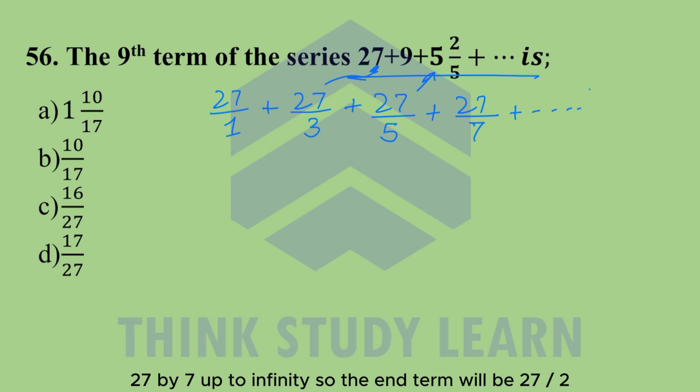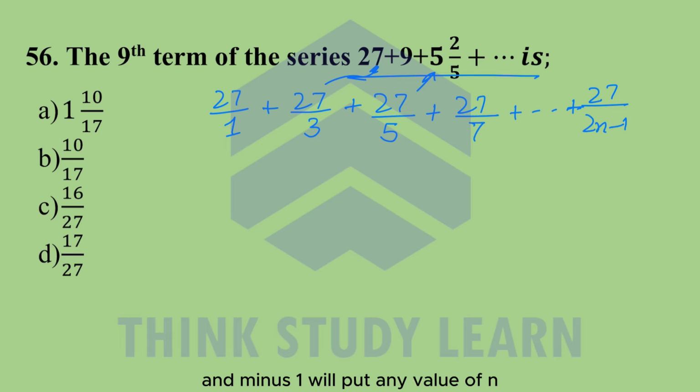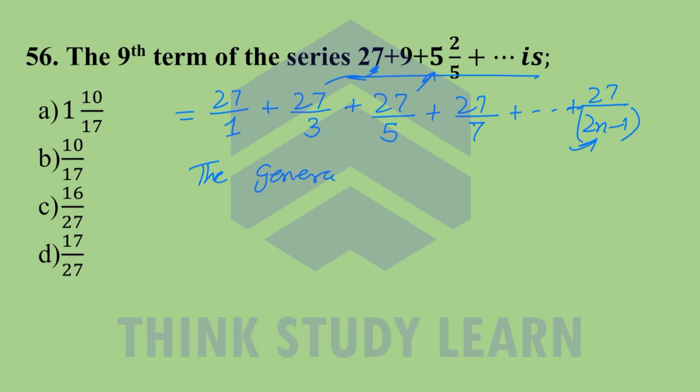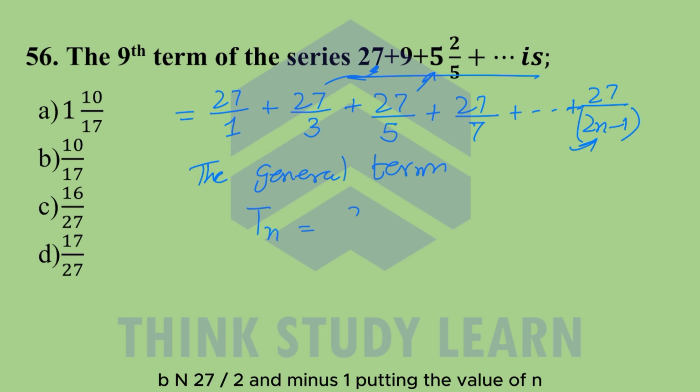So the nth term will be 27 divided by 2n minus 1. We will put any value of n, then we will get the nth term of this series. The general term for this series will become Tn = 27 divided by 2n minus 1.